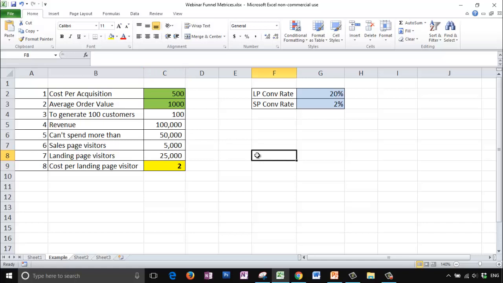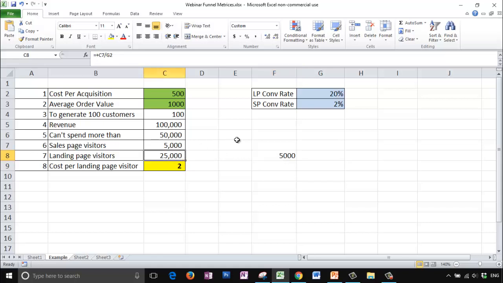And let's just double check that. So 25,000 into 20%. So if I have 25,000 people coming to my landing page and 20% of them convert, I will have 5,000 people at a later date, after the nurturing, hitting the sales page. I hope you're clear on this.